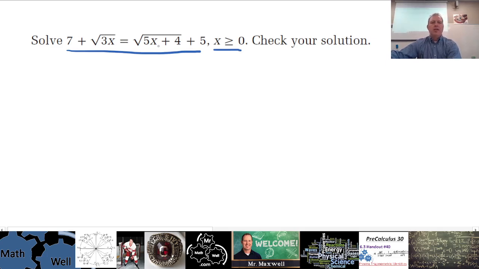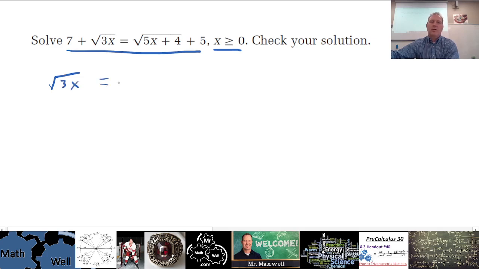Okay, so what we want to do is, if we have two radicals, you want to isolate one on one side for sure. Now you don't have to do it this way, but it just makes the math a little bit easier if you can isolate one radical by itself on one side first. That's what I always do. So let's get root 3x maybe by itself.